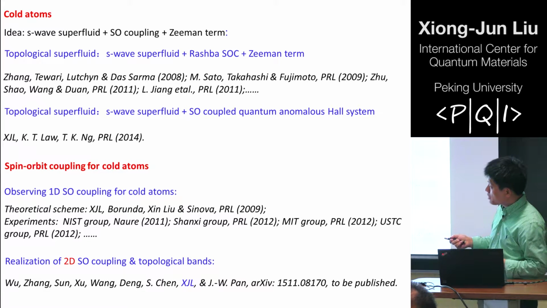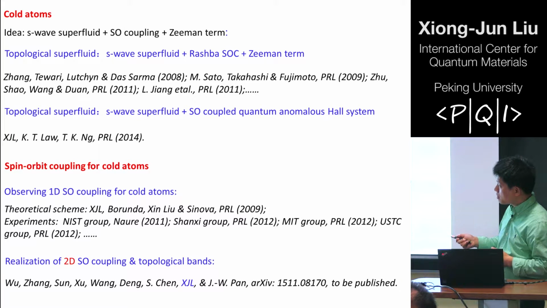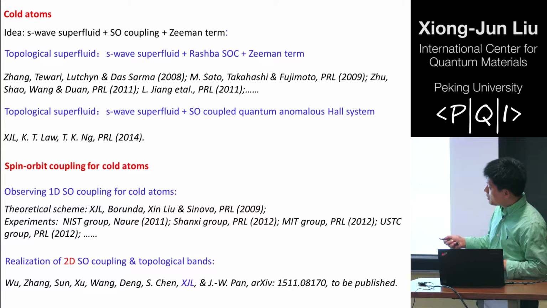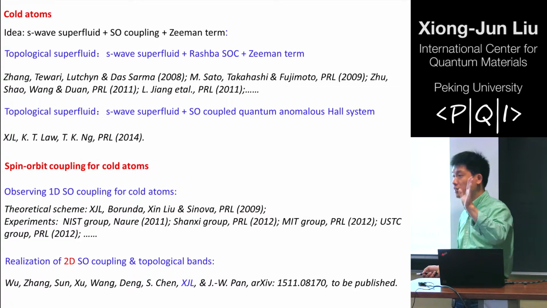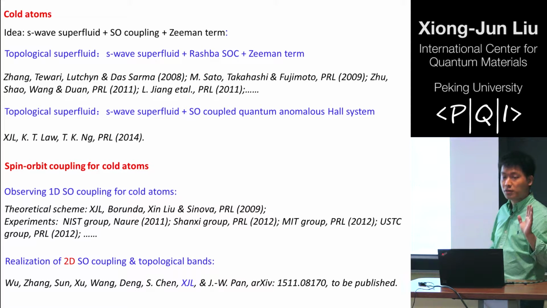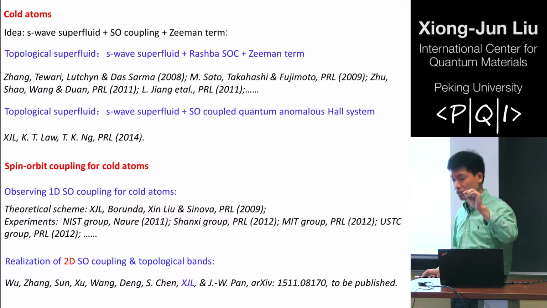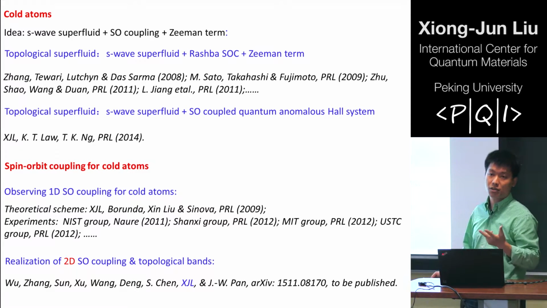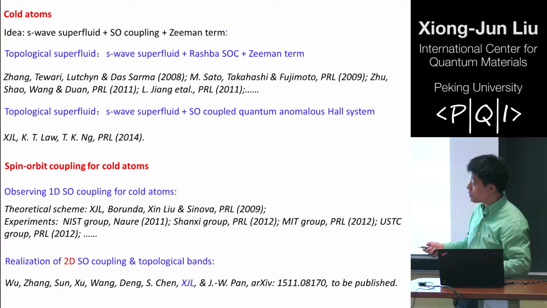The first experiment was done in 2011 by Shanxi group, and now there are many routine experiments to realize one-dimensional SOC. But before last year, we only had one-dimensional SOC in cold atoms. Actually, that's not enough to realize the topological superfluid in cold atoms. Since in cold atoms, to obtain an intrinsic superfluid, at least you should have a two-dimensional case. In one dimension you don't have nonlinear order, right? So then you need to have a 2D SOC.